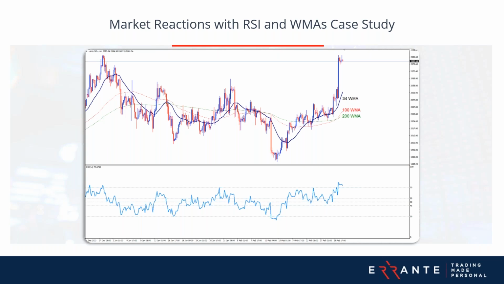But remember, as traders, we're looking for confirmation across our indicators to make robust decisions. So we are looking for an entry point to this bullish market. Here, both the RSI and WMA are telling us that the market is experiencing a strong bullish phase.